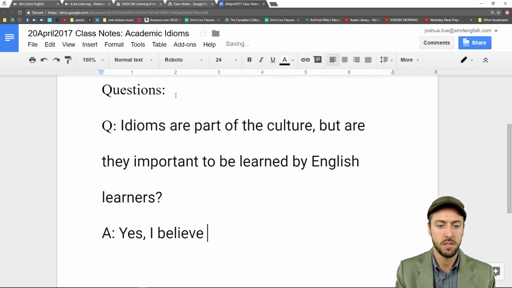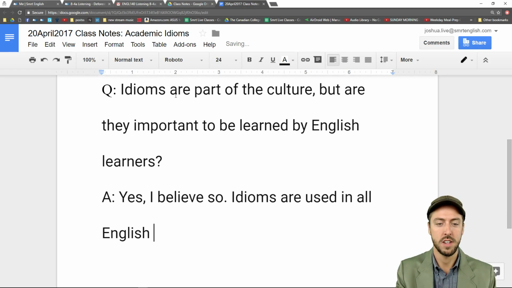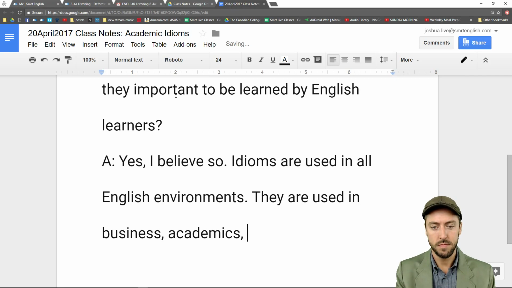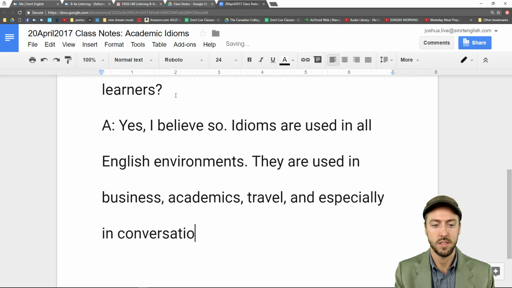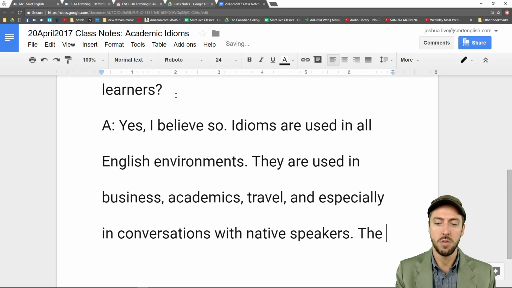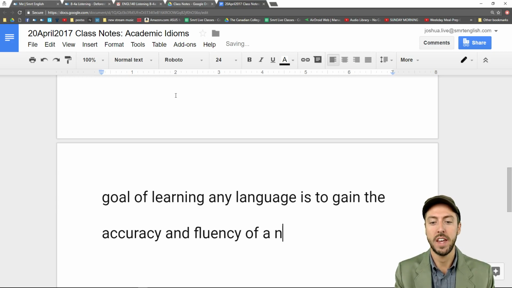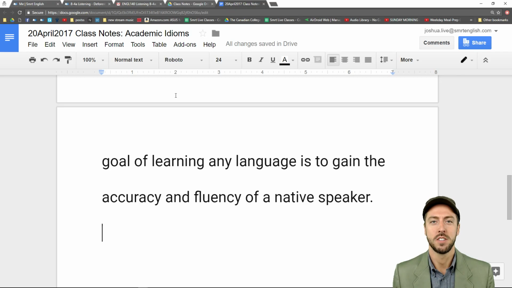Yes, I believe so. Even in business, idioms are used in all English environments. They are used in business, academics, travel, and especially in conversations with native speakers. The goal of learning any language is to gain the accuracy and fluency of a native speaker. Now, of course, this is a really hard thing to do, to learn a language and gain the proficiency of a native speaker, but that's the goal.